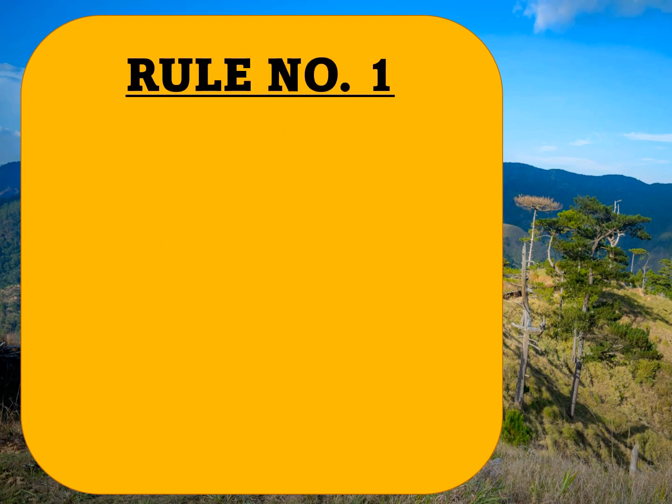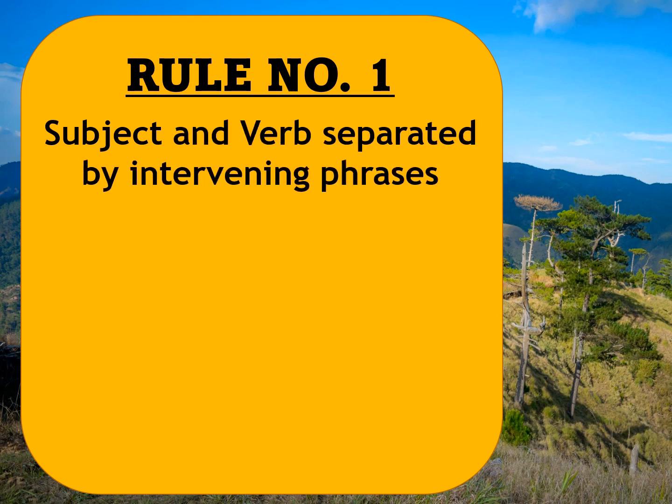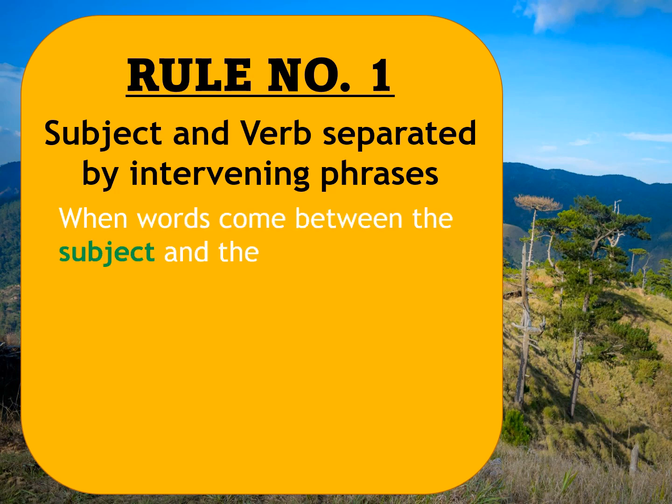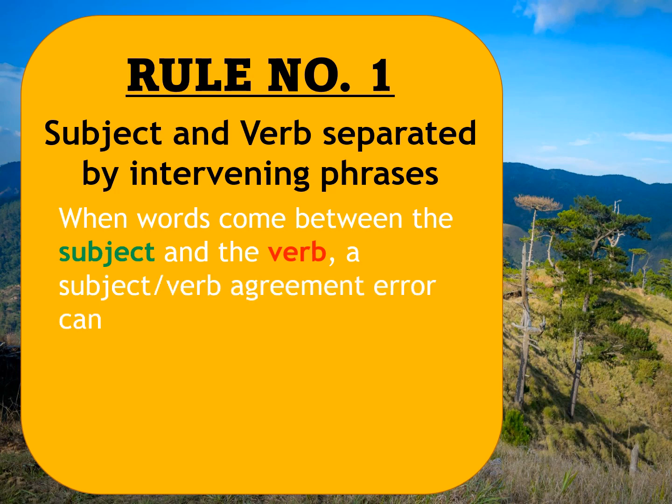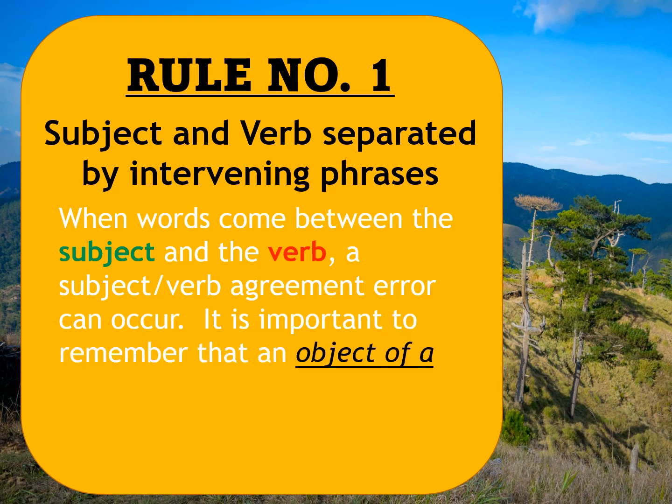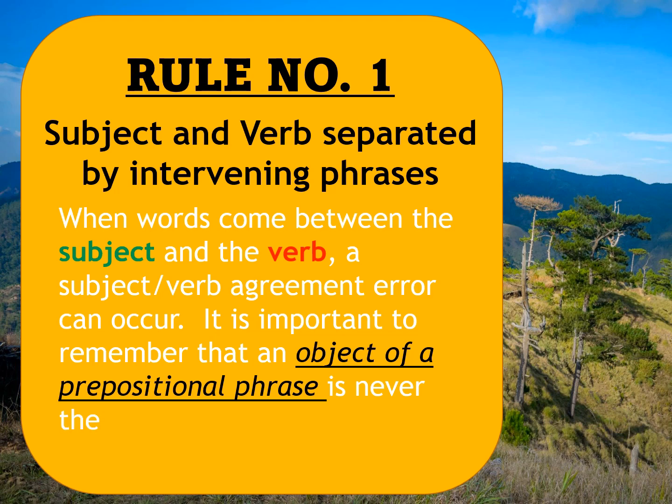Rule number one: subject and verb separated by intervening phrases. When words come between the subject and the verb, a subject-verb agreement error can occur. It is important to remember that an object of the prepositional phrase is never the subject of the sentence.